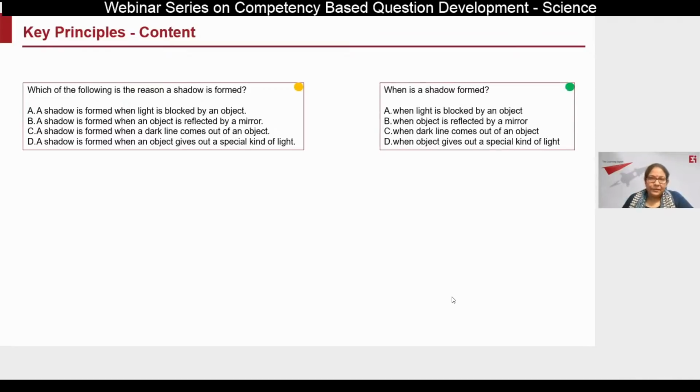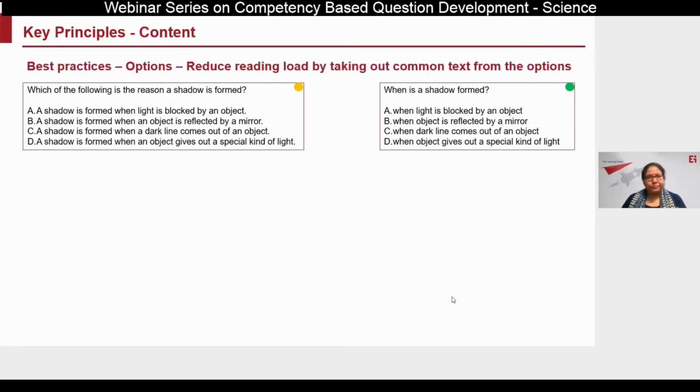There will be scenarios where I'll have to repeat the words. I have in the second, the right hand side question, I have when repeated, but one, it is not unduly repeated. Also, the situation demands this word. So just making sure that we don't have redundancy in our options, and that way also we can take care of the reading load.